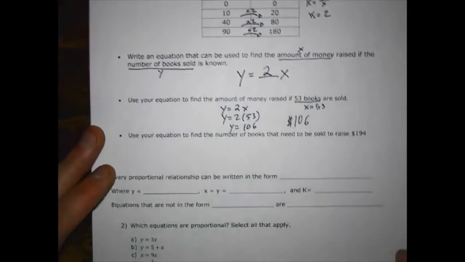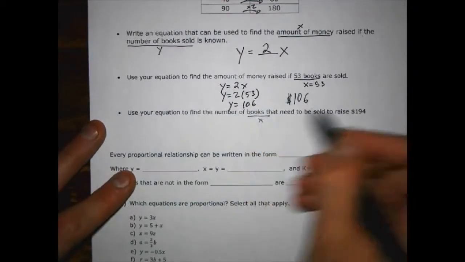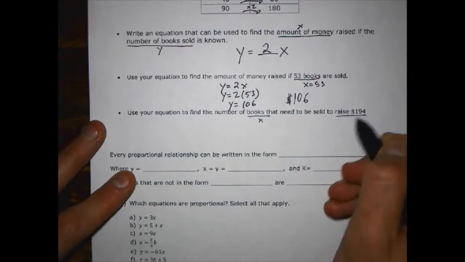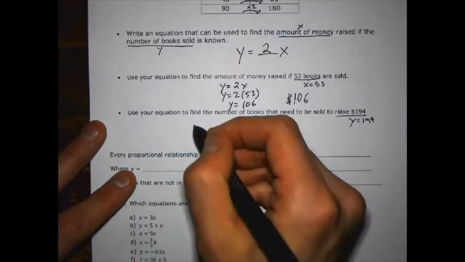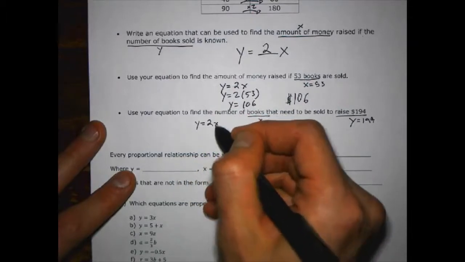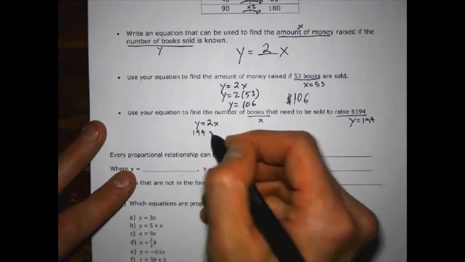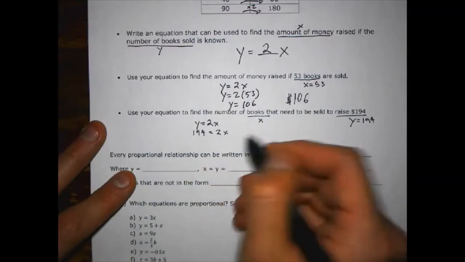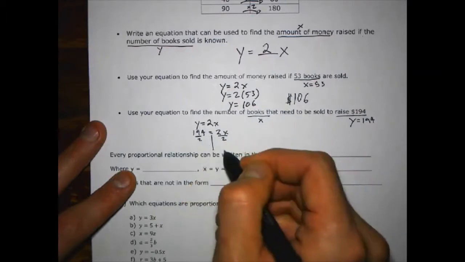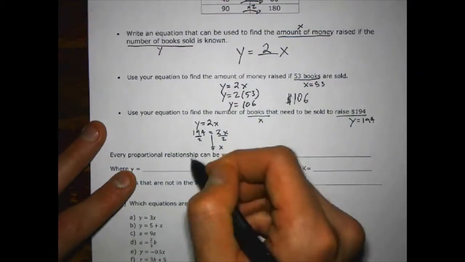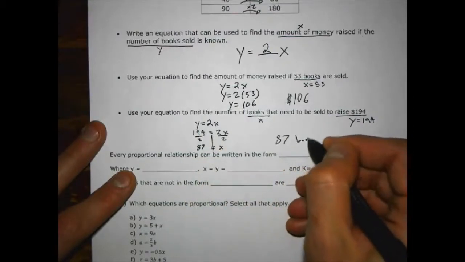Similarly, we can use that equation to find the number of books that need to be sold, that's the x, in order to raise $194, that's the y. Same equation, y is equal to 2x, and now 194 is where the y was. We substituted in there. And we need to use a little algebra to solve this. Divide both sides by 2, x is equal to 87. So 87 books need to be sold.